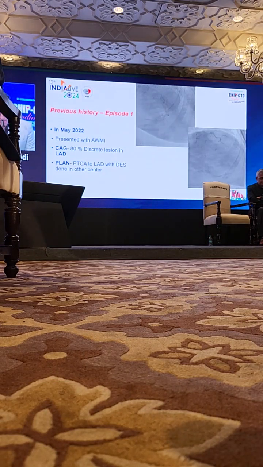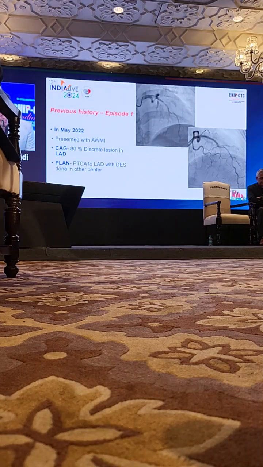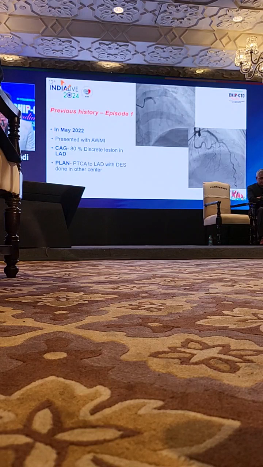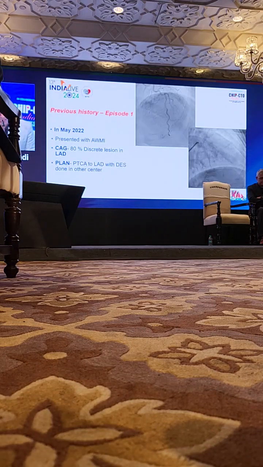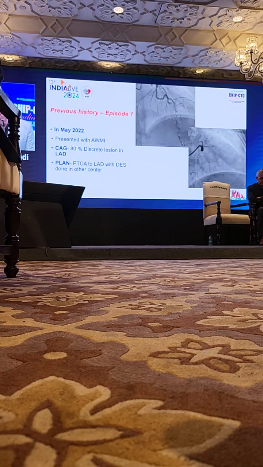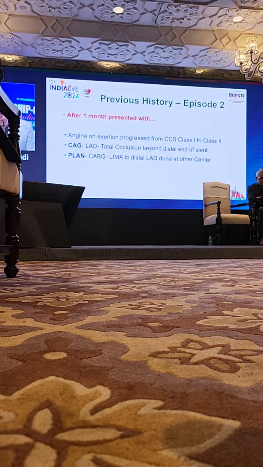On angiography, there was a discrete lesion in LAD, and a PTCA to LAD with DES was done at some other center in the city. A rapamycin analog stent, a second generation stent, was placed. Just after 1 month, she started having angina on exertion, which gradually progressed from class 1 to class 2.